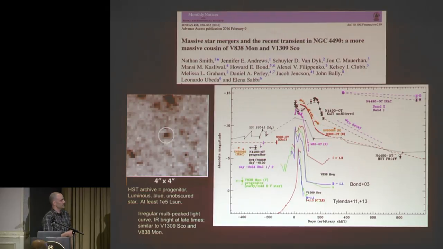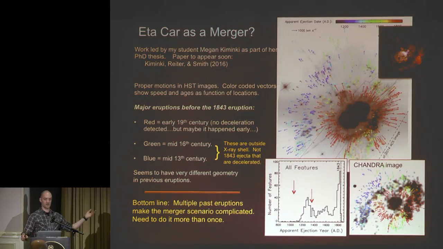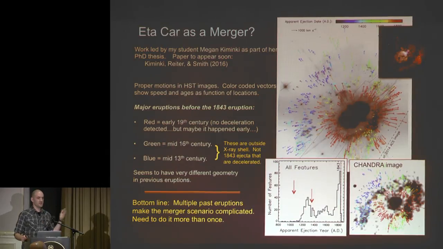And it behaved the same, except more extreme, than some of these well-known things in our galaxy, like V838 Mon and V1309 Sco, which is the one thing that really was a merger, for sure, because we saw the merger happen. People often talk about Eta Carinae as maybe being a merger, and I actually like this idea, because it's a great way to get the amount of energy. The problem with Eta Carinae is it's more complicated than just a binary merger, because it has done this before.